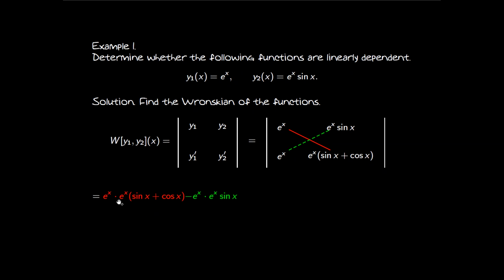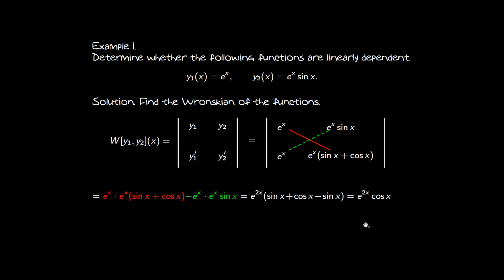You're going to get e to the x times e to the x is going to be e to the 2x. And that's a common factor. So you got this out. And then the first term will give you sine x plus cosine x. The second term will give us minus sine x. So after the cancellation, you're going to get e to the x times cosine x.